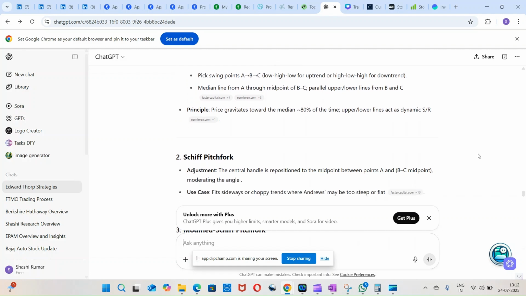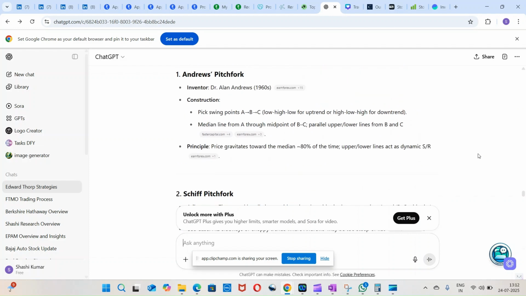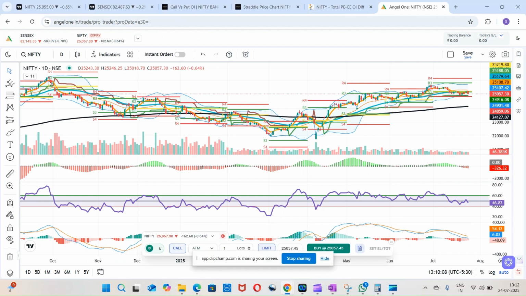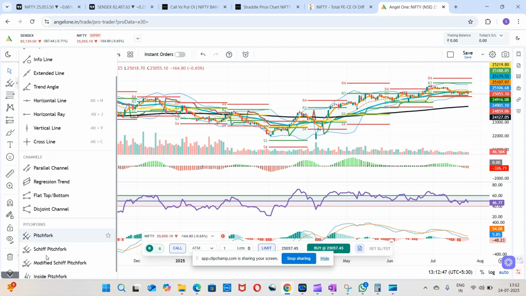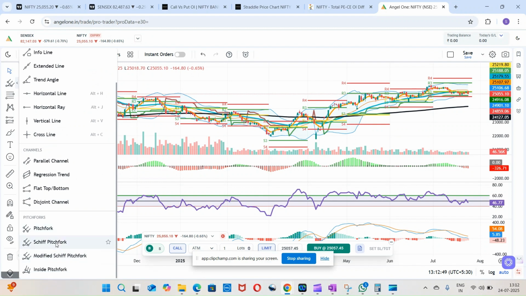Okay, so let's see this pitchfork in action. Let's go to the charts. If you want to find the pitchfork, you need to go here, and here you'll have the pitchfork, Schiff pitchfork, modified Schiff pitchfork, and inside pitchfork. So these are all the four tools that are given in TradingView. Let's use the pitchfork.